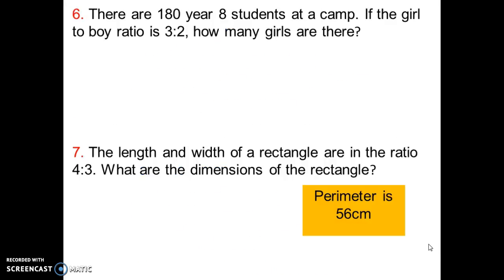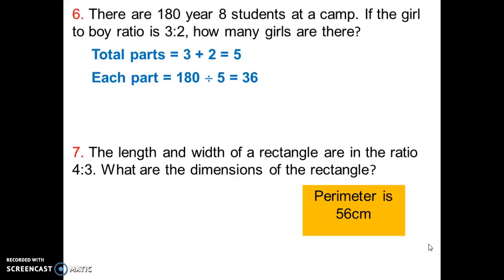Here, if I've got 180 students in a year and the girl to boy ratio is 3 to 2, because girls are mentioned first, they relate to the 3 and the boys are the 2. So how many girls are there? So we work out, first of all, total number of parts is 5. Each part, the 180 students divided by 5, is 36. So because the girls is the 3, if I wanted to find both sides, I could do what I just did there. So 3 lots of 36, 2 lots of 36. But the question's only asking how many girls there are. So I only need to really do the 3 lots of 36. So my answer will be 108 girls.